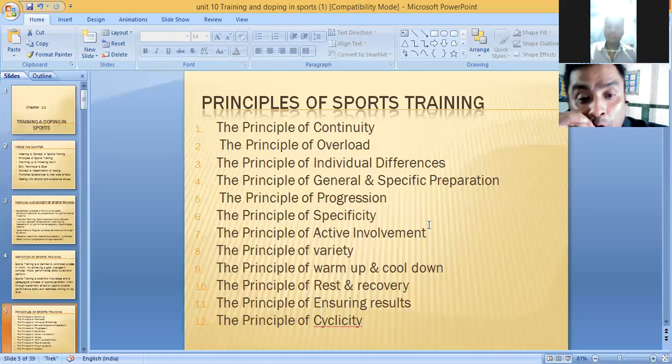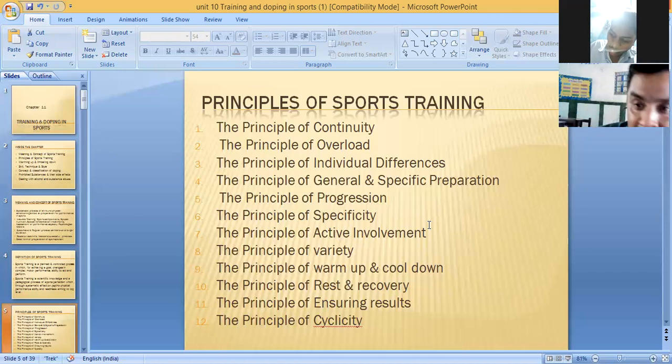Now the principle of variety. Principle of variety means there should be variety in the training program. If I make you do the same thing every day, what will happen? You will get bored, and you will leave the training.